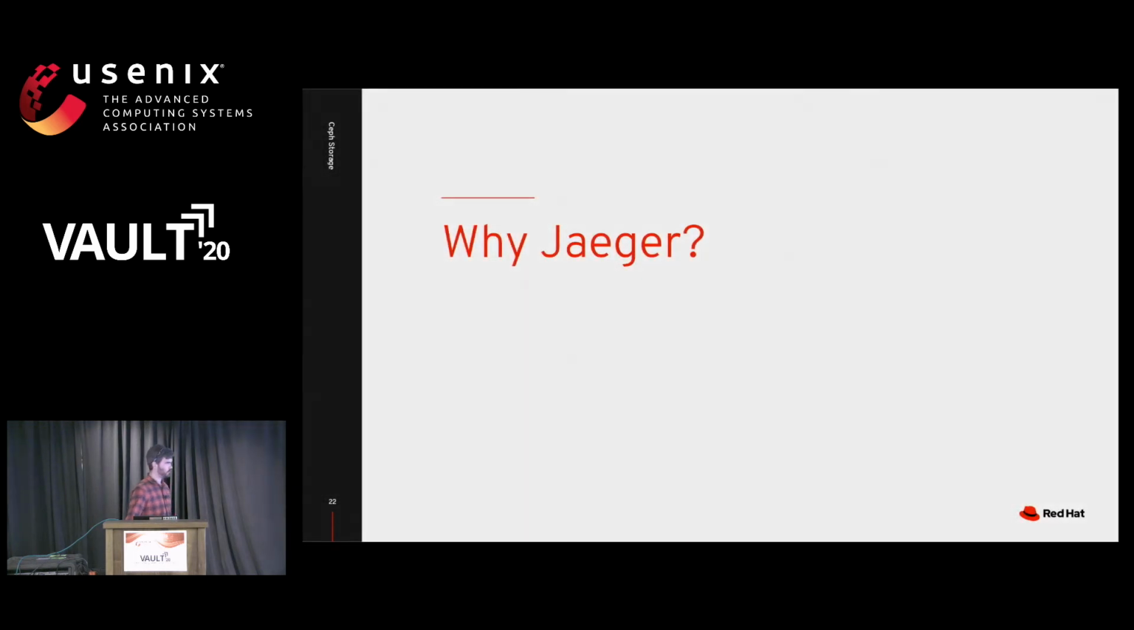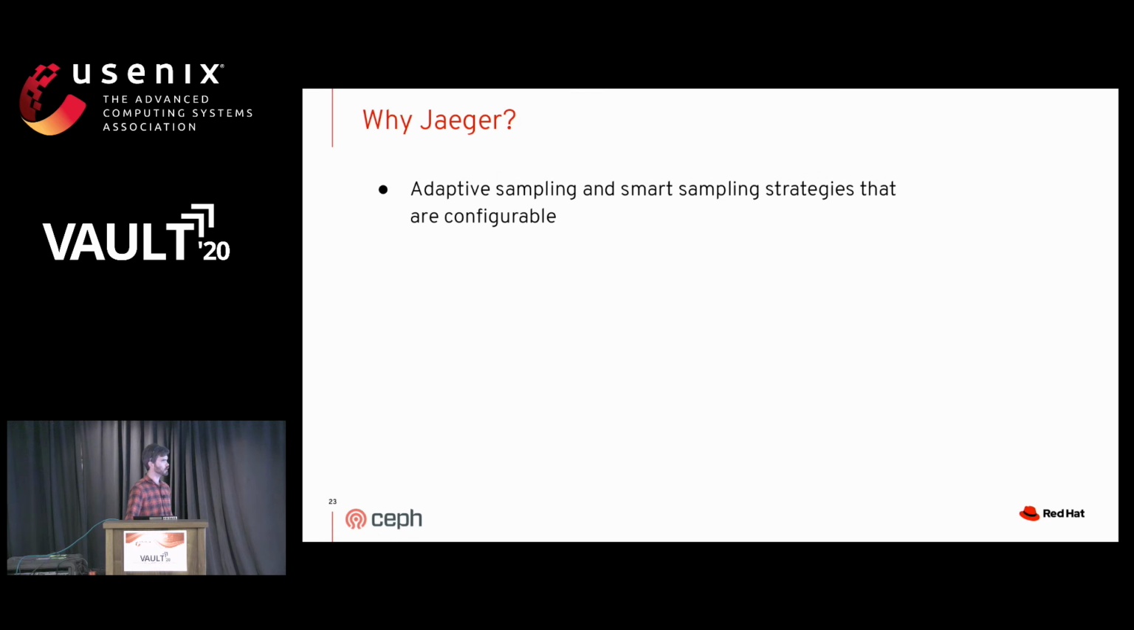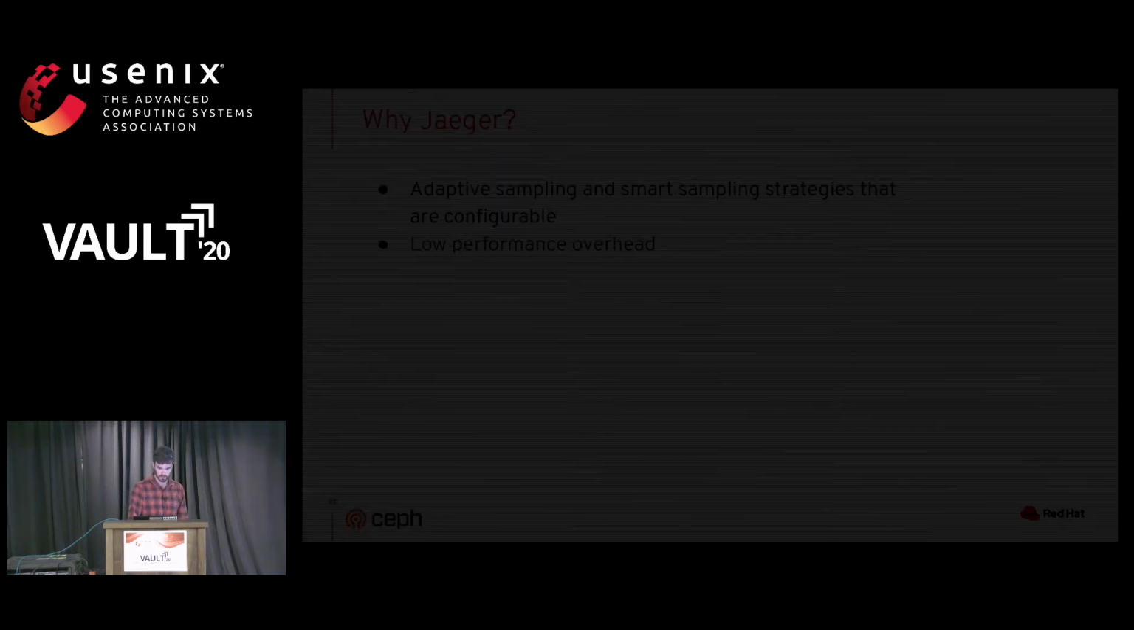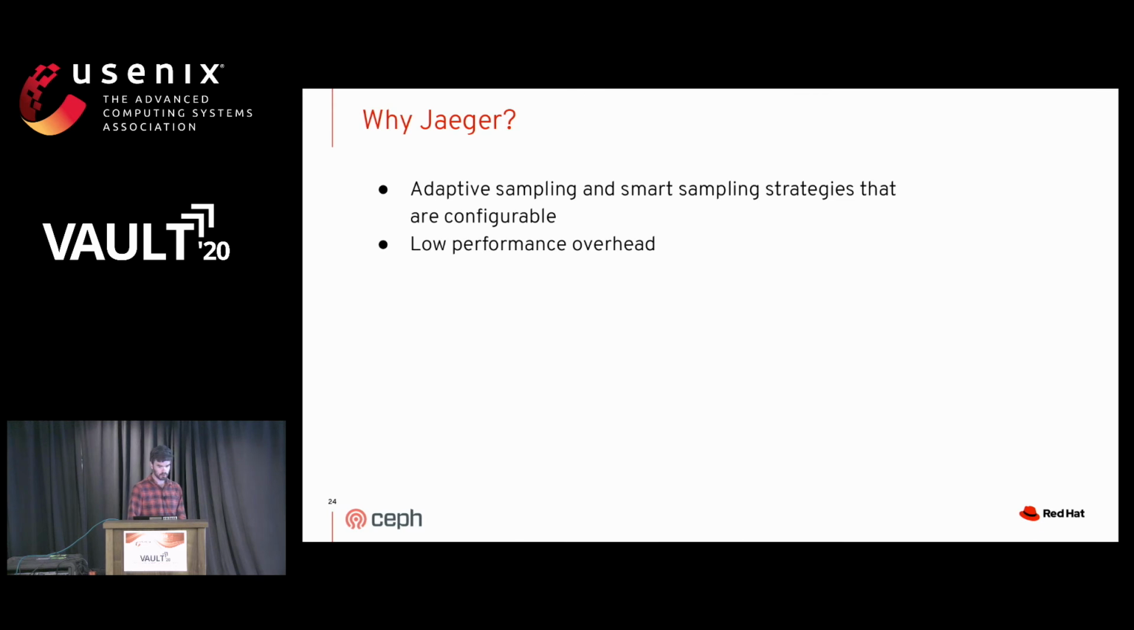So why did we choose to use Jaeger? Like I said before, we want to be able to run these sampling strategies in production all the time, at least for a commonly configured Ceph cluster. So it's important that we have this adaptive sampling implementation and feedback process. Jaeger also has decently high performance UDP sample collection, which means low performance overhead. Between the two of those, we should be able to run them all the time.